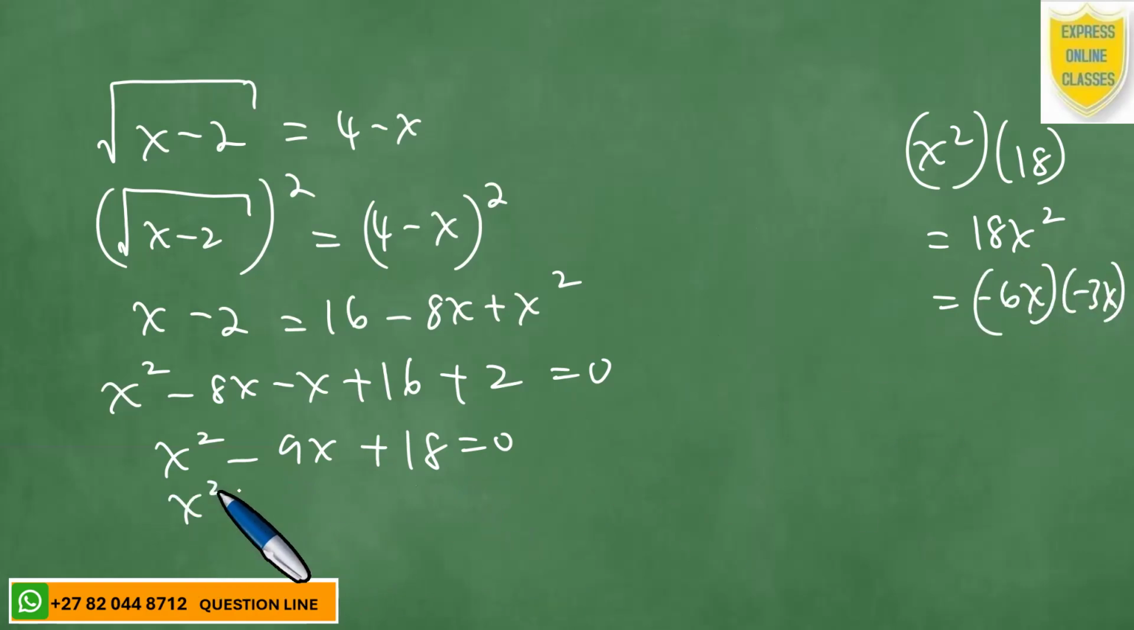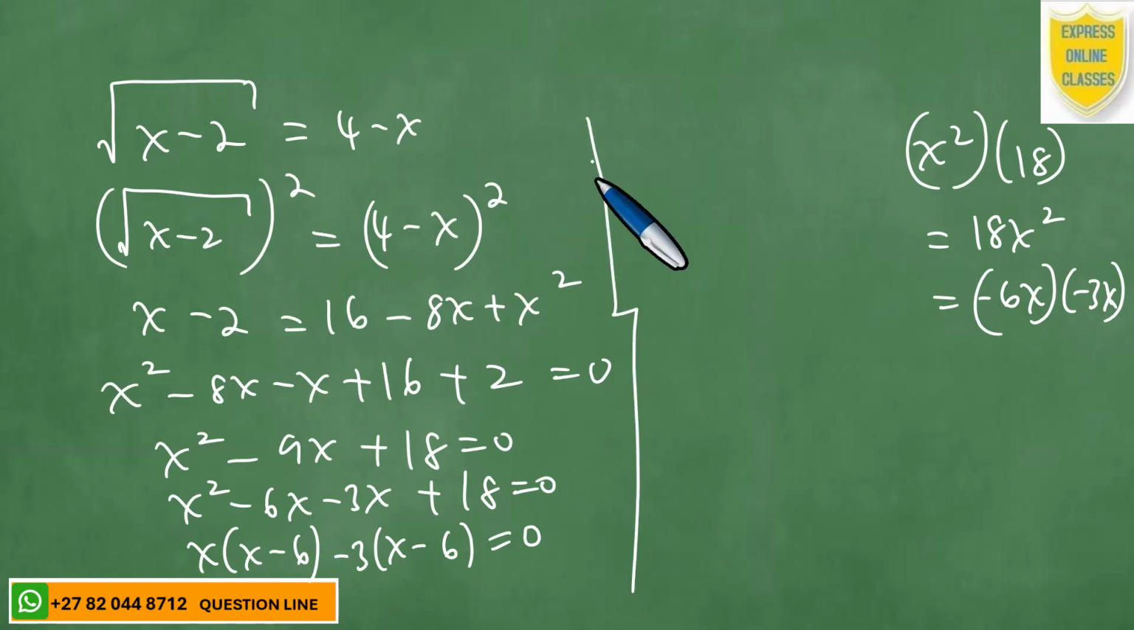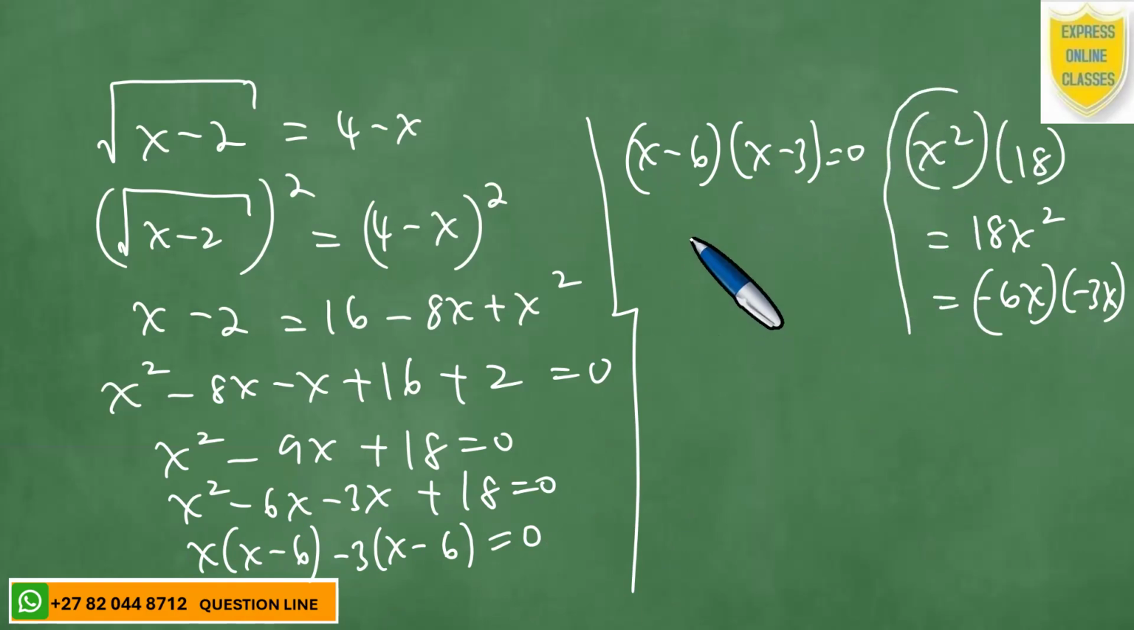So at this point, you have x squared minus 6x minus 3x plus 18 equals 0, which means x minus 6 and x minus 6 as well. We factor out the x minus 6, leaving x minus 3 equals 0. And so we are able to get that x equals 6 or x equals 3.